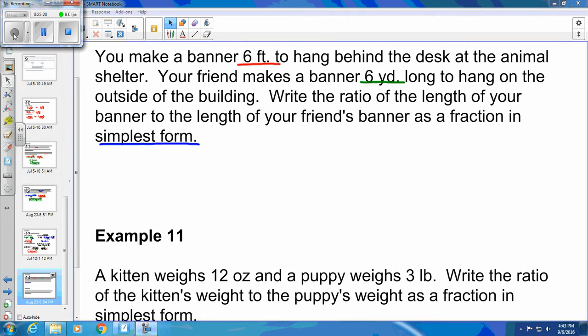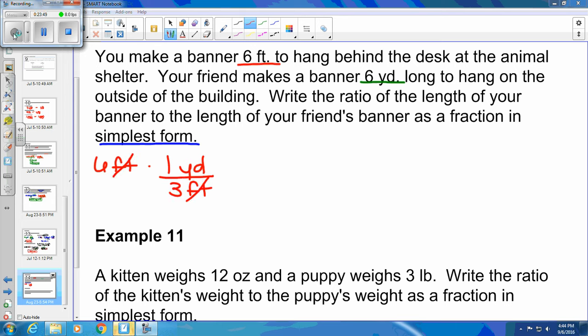Okay. So I'm going to do this one out with you. There's 2 ways we can do it. Like we said, the first thing we need to do is convert. So I am going to convert 6 feet into yards right now. I have 6 feet, and I want to convert it into yards, and I know there is 1 yard for every 3 feet. So right away, my feet simplify. 6 times 1 is 6, divided by 3 is 2. So now, this is 2 yards.